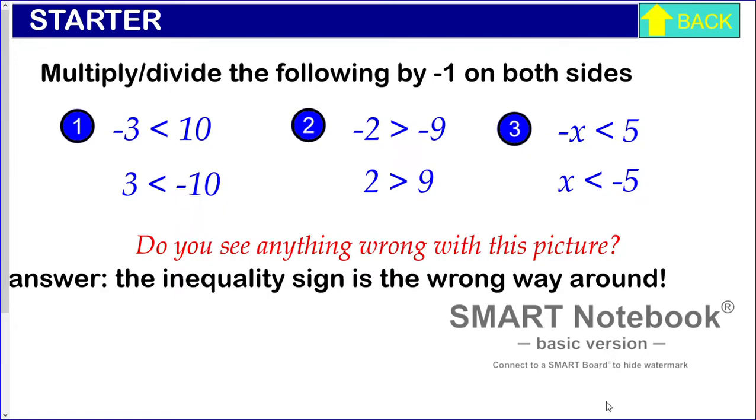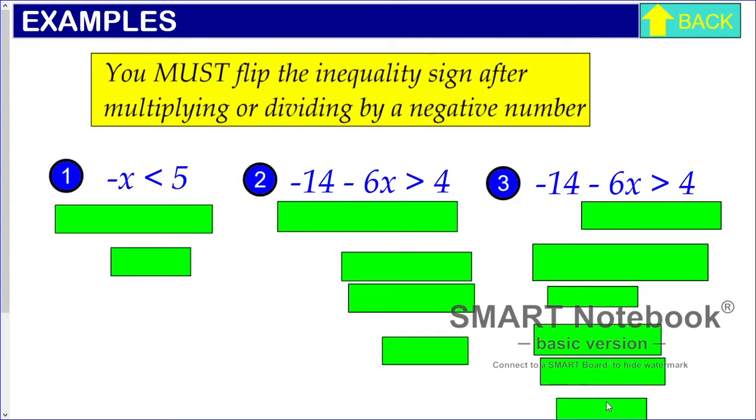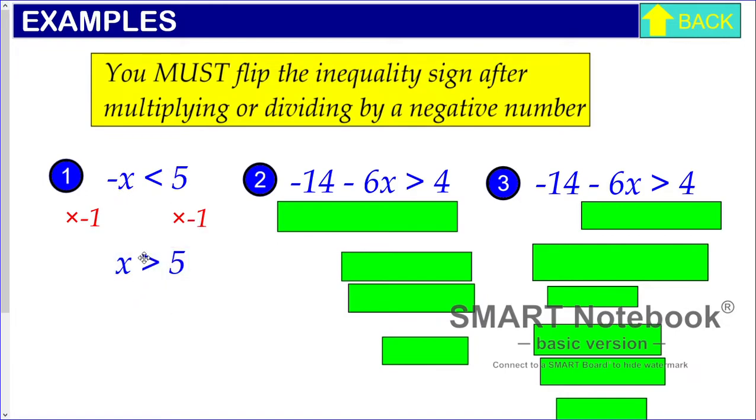Okay? And here it is. You must flip the inequality sign after multiplying or dividing by a negative number. Otherwise, it won't be true. So the first one, this is the same example as we just had. Once we multiply by -1, we have to flip the inequality sign so it's facing the other way. X has to be greater than -5.